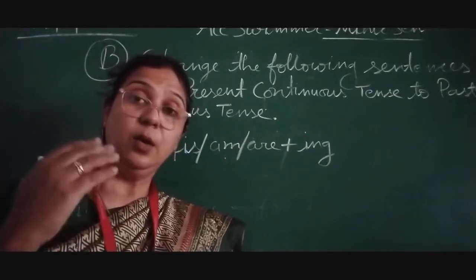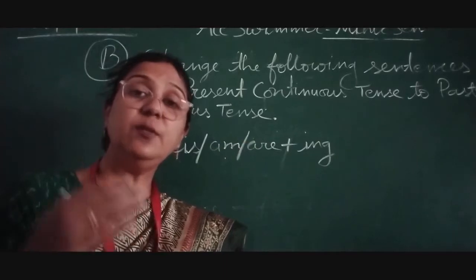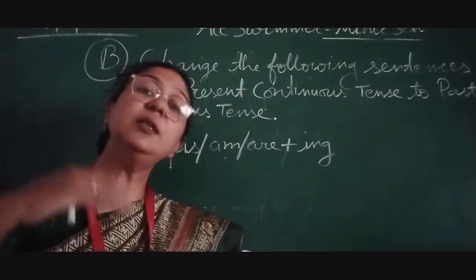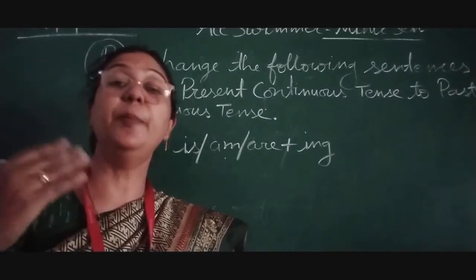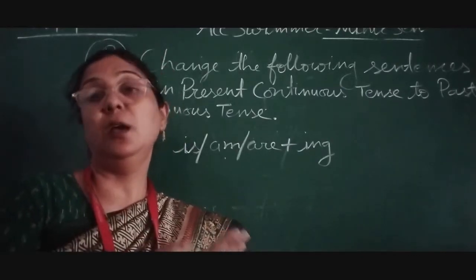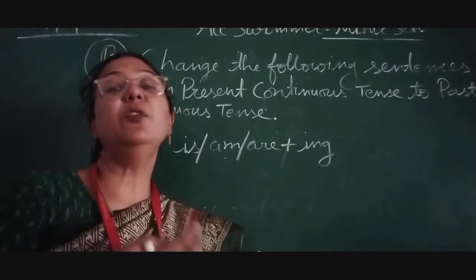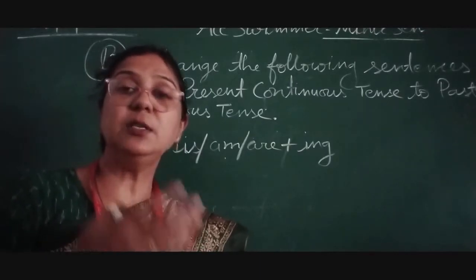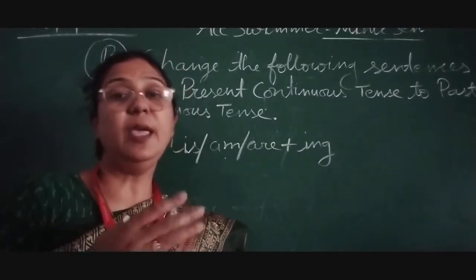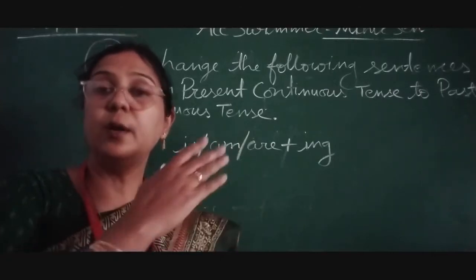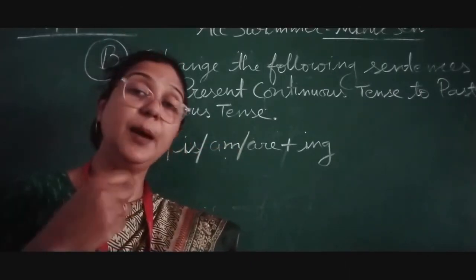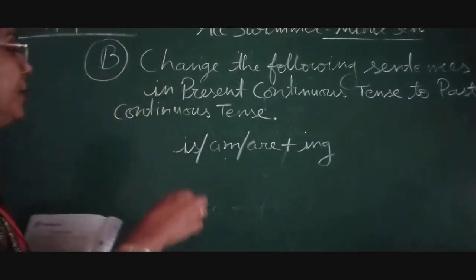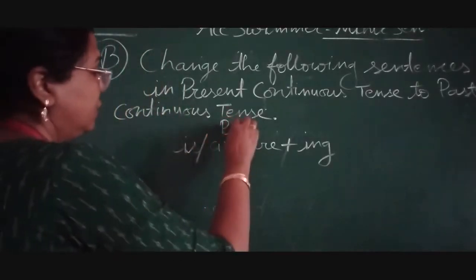But the event or the action was done or was completing in the past tense, in the past. So how can we write this? I was going to the market. He was running, they were shopping. So these are the things we will write in the past continuous tense. So these are the present continuous and past continuous tense rules.